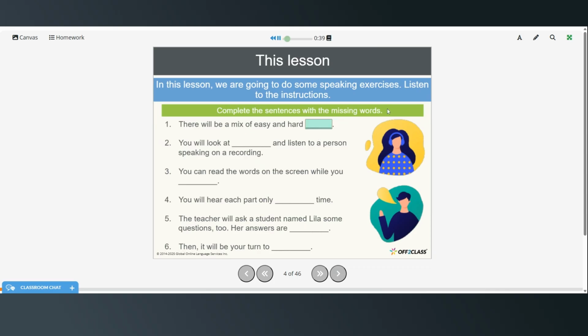We're going to do a speaking exercise. Some questions might be easy for you, and others might be hard. It is important that you do the best you can. In this exercise, you will look at pictures and listen to people talking on a recording. You can follow along with the words on the screen while you listen. Listen carefully. You will hear each part only one time.